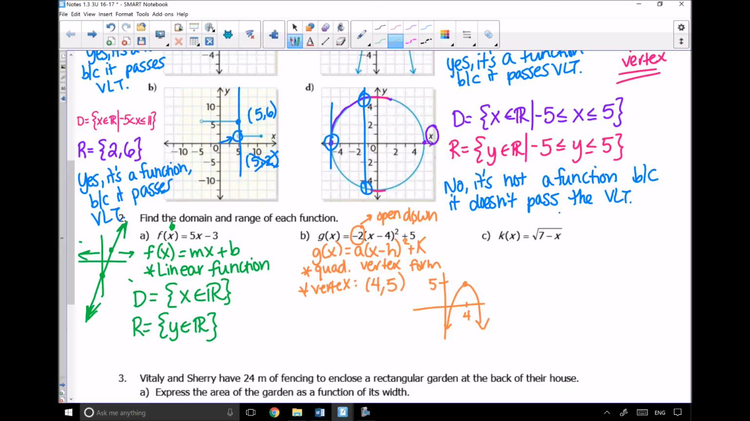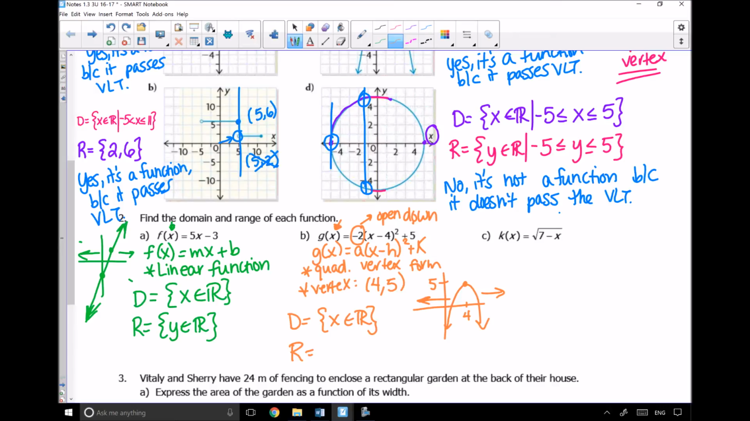I know that the domain, for any parabola, is always going to be all real numbers. How do I know that? Any value I plug in here, I'll always get a corresponding y value, no matter what the value is going to be. Remember, this goes on forever on the left side, and this goes on forever on the right side, okay?